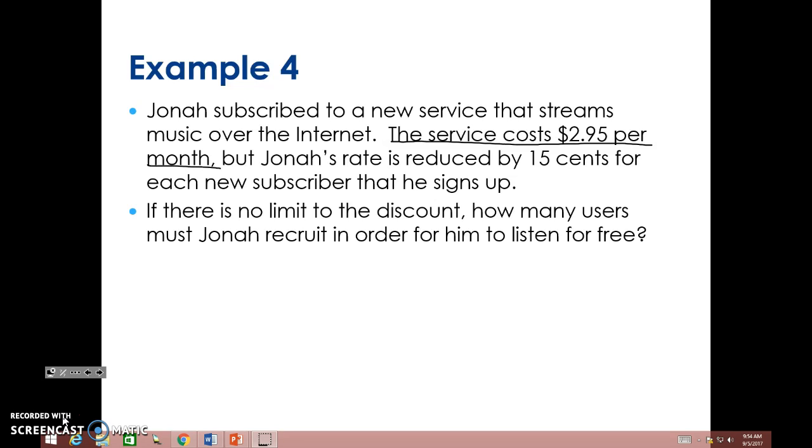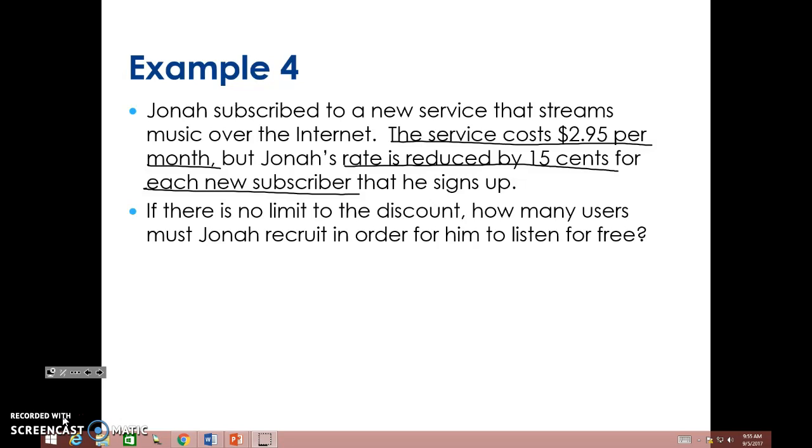So that tells me that he's going to be charged a total of $2.95 each month. But it says his rate is reduced by 15 cents for each new subscriber that he signs up. So his rate's going to be subtracting 15 cents for each new subscriber. It says there's no limit to the discount. It says, how many users must Jonah recruit in order for him to listen for free? So the objective here is for him to listen for free.